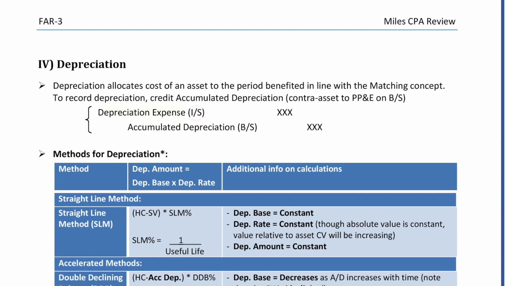So the journal entry there, highlight depreciation expense, put a circle around income statement, and highlight credit to accumulated depreciation and circle balance sheet.